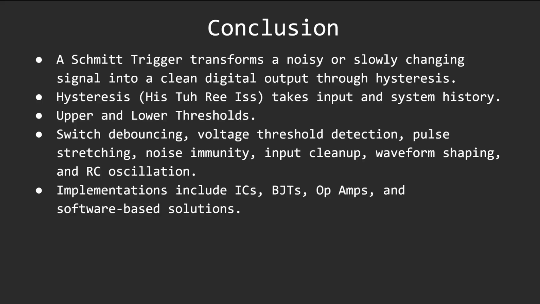Now, just to wrap things up here, a Schmitt trigger transforms a noisy or slowly changing signal into a clean digital one through hysteresis. Hysteresis takes in input and system history. We talked about how there are two thresholds, upper and lower. It won't change the state until it reaches either an upper or a lower, and it'll keep that state until it reaches the other threshold.